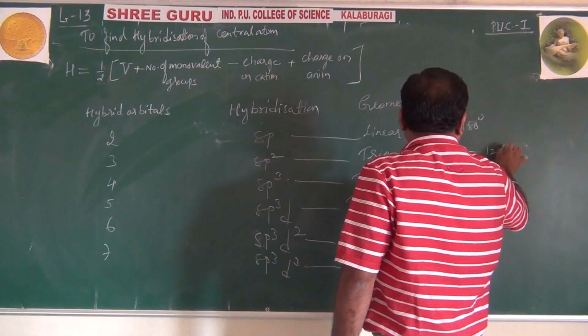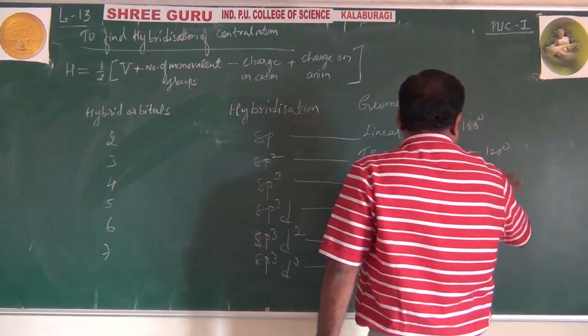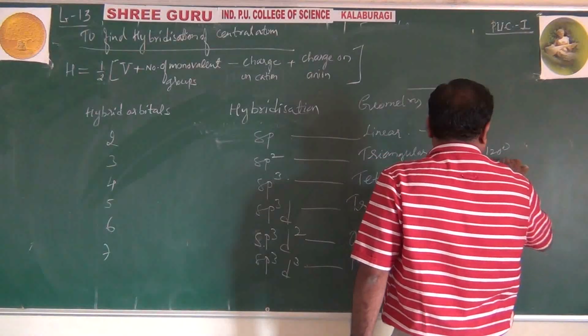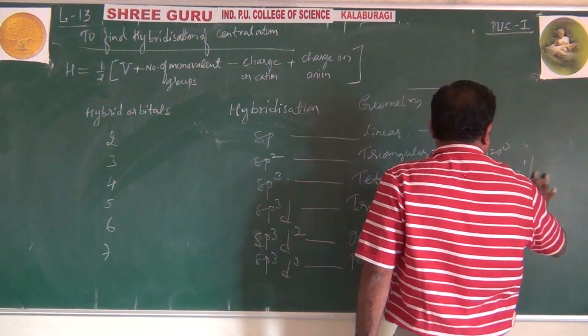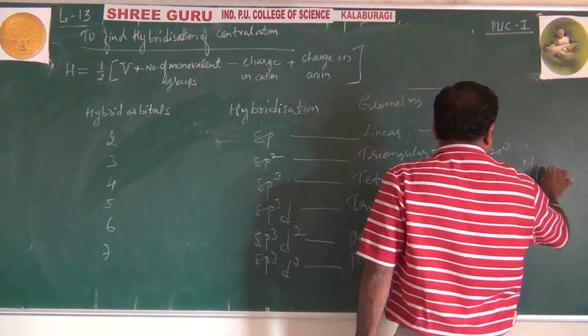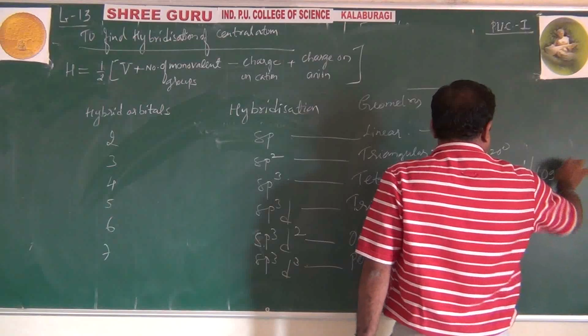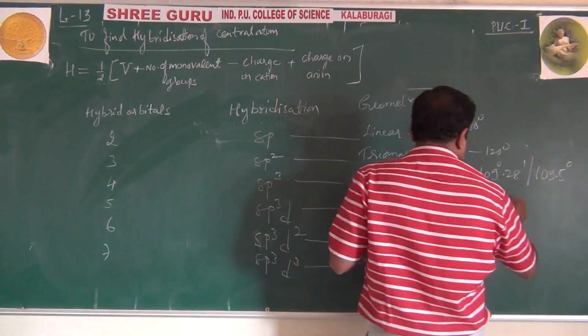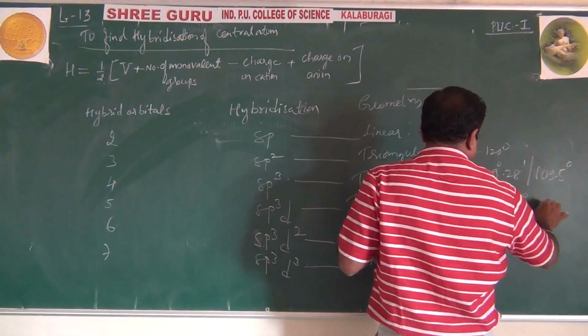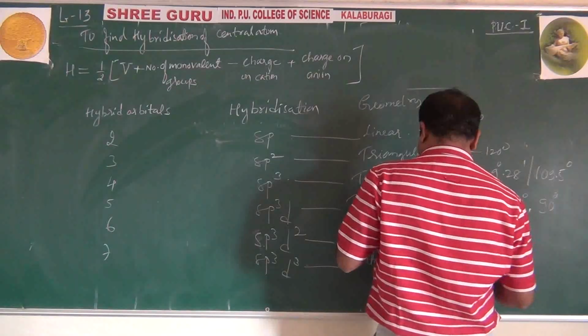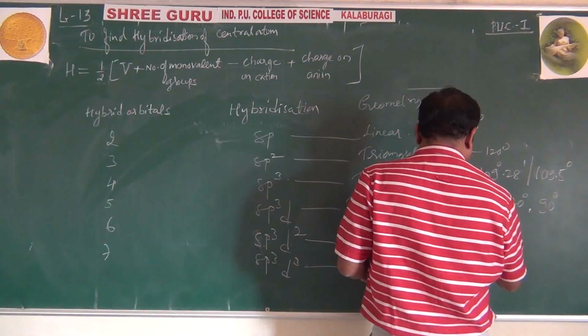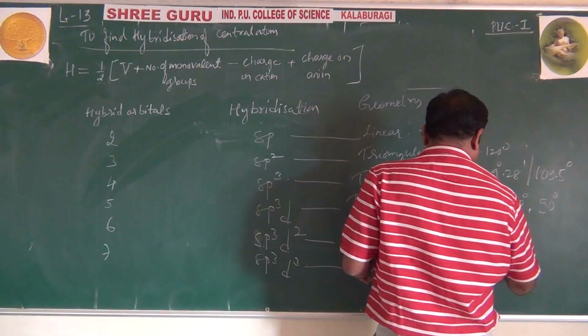Okay, here the bond angles: here 180, here 120, here 109.28 or 109.5 degrees. Here 120 and 90, and here all 90, and here 90 and 72.